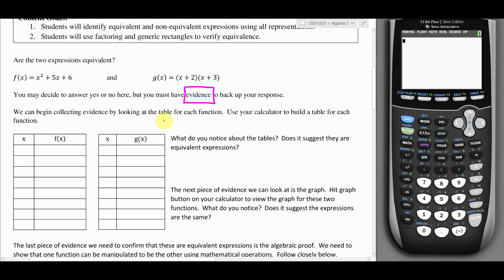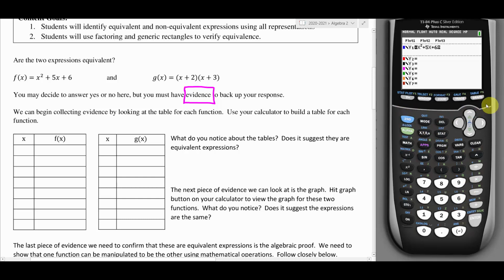I'm going to look at the table for each function here. So I'm going to use my calculator to help me out with this. Okay, so I'm going to go over here to my calculator. I'm going to type on y equals. If you got anything in y1, go ahead and clear that out. And I'm just going to type in my function here for f of x. I'm going to type in x squared plus 5x plus 6. And we'll go right to the table.